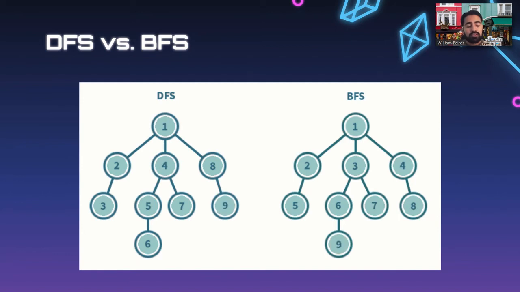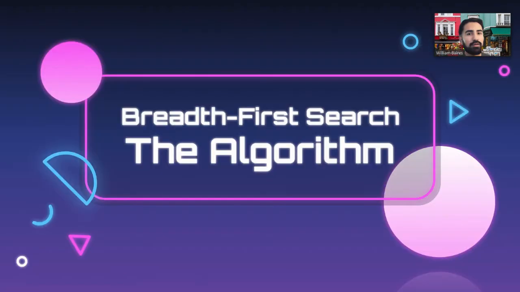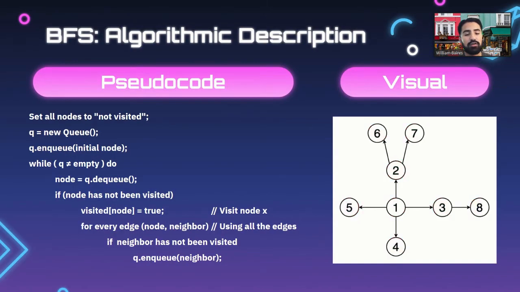So, just looking at those visuals, notice how breadth first search differs in its traversal from depth first search. Let's first start exploring these algorithms with the breadth first search. Here we have an algorithmic description, pseudocode on the left, visual on the right. Looking at the pseudocode, you can quickly see that a queue is actually used to implement BFS. We'll be looking at that in detail on the next slide.